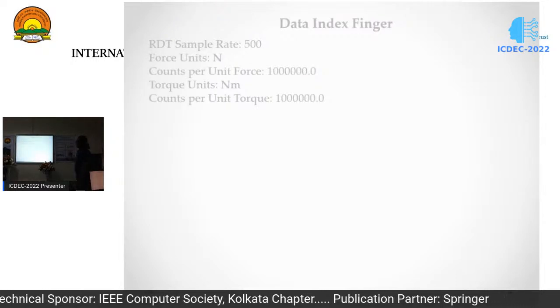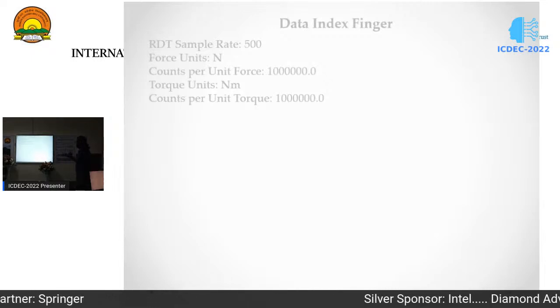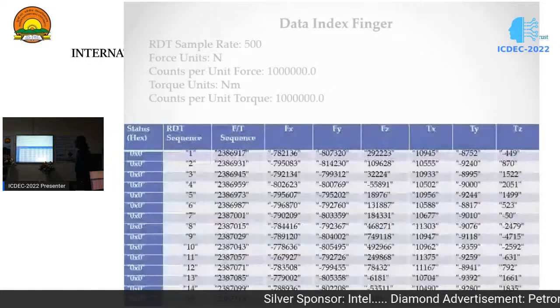Now, the data from the sensor, RDT sample rate 500, 500 samples. They are making a column, 500, 1,000, then 1,500, and so on. Force is in newtons, the torque is in newton-millimeters.